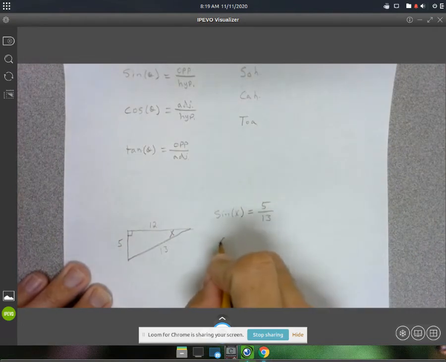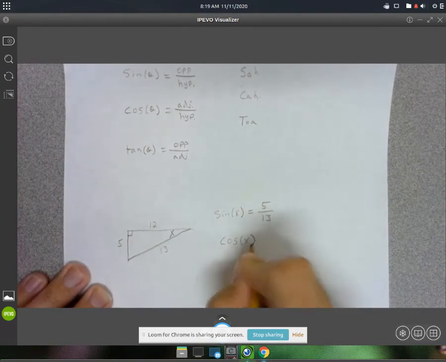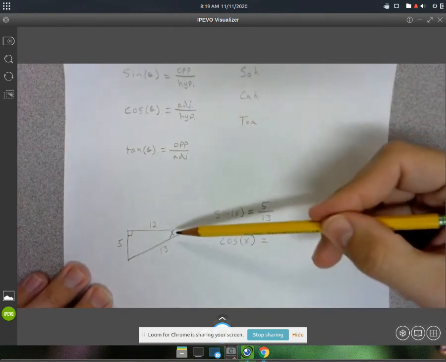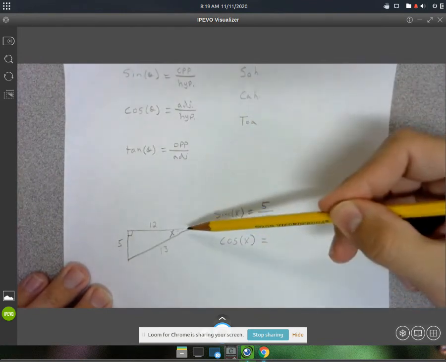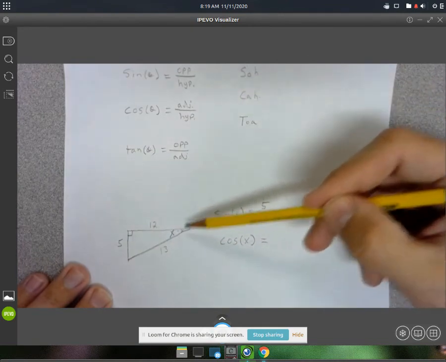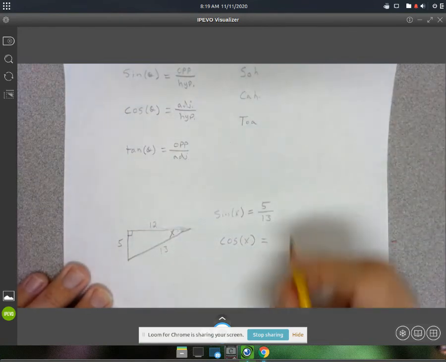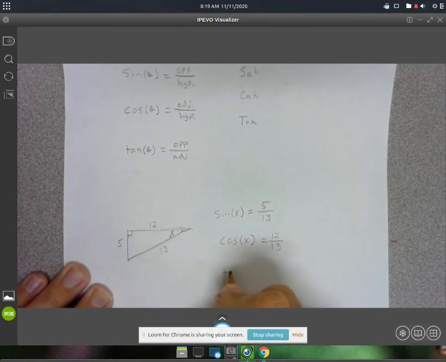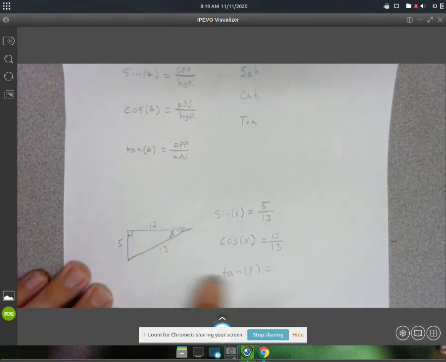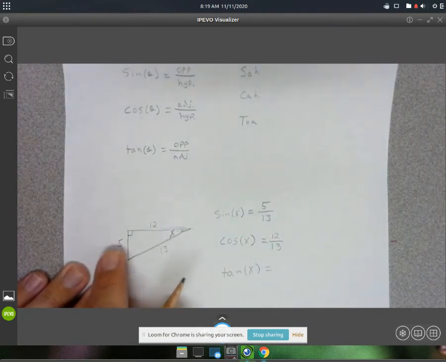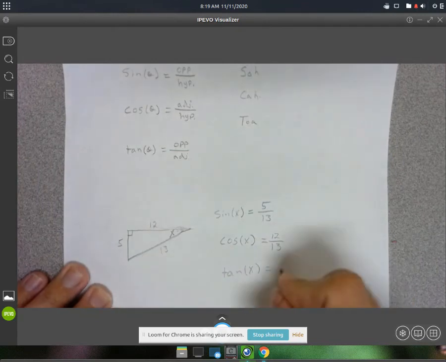And cosine of x is going to be adjacent over the hypotenuse. From x, the side adjacent to that angle would be the 12, because it's the side connected to that angle. So it's 12 over 13. And then tangent of x would be opposite over adjacent, so that's going to be 5 over 12.